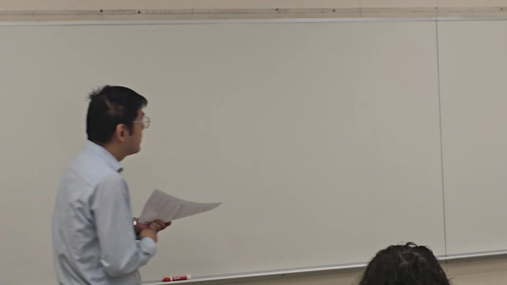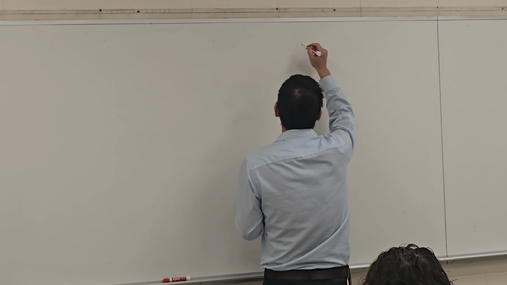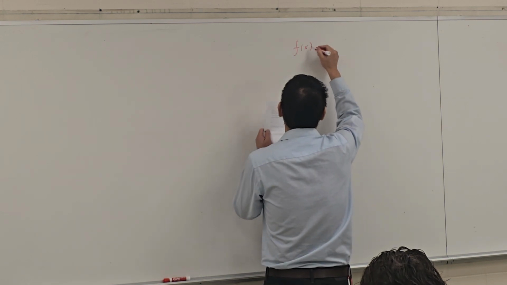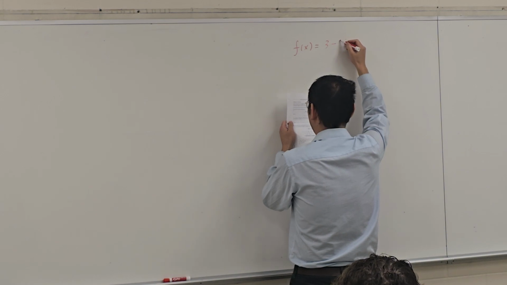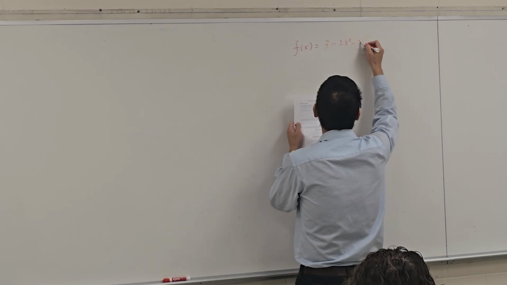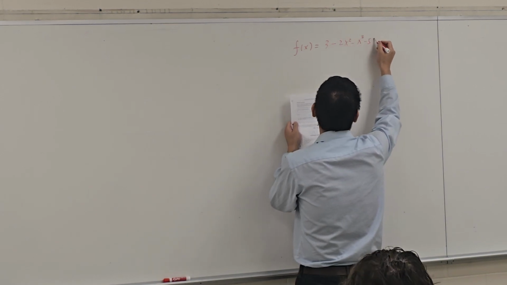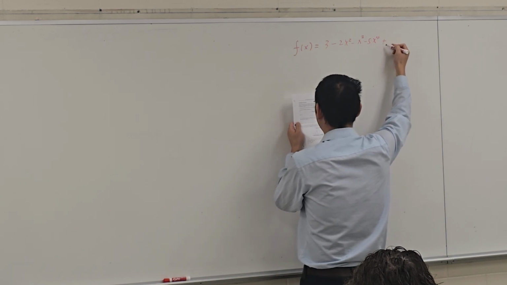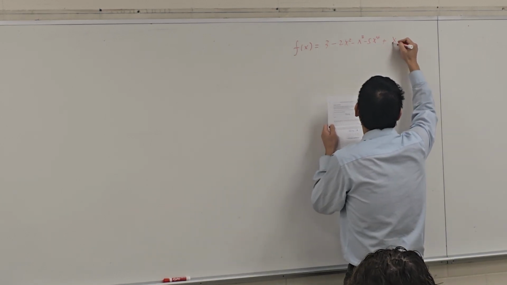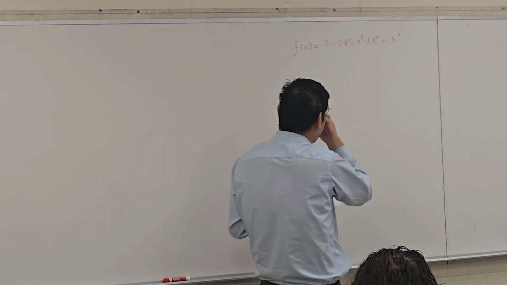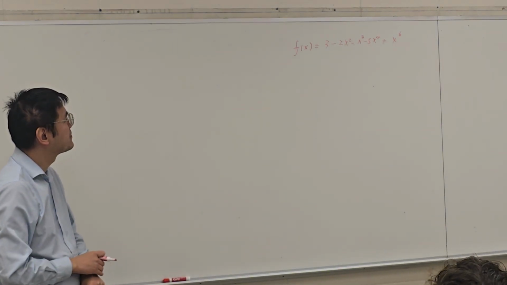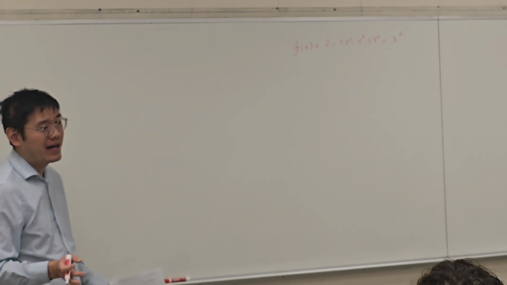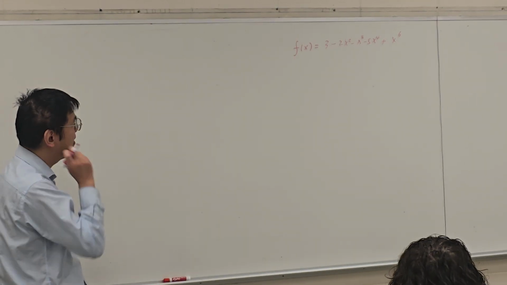So for a variable, we can have f(x) equals 3 minus 2x squared minus x plus x to the 6. If you give x a number, you can evaluate it. What do you get? You get a number, right? For whatever number x.